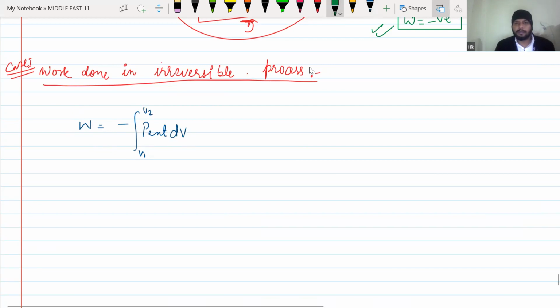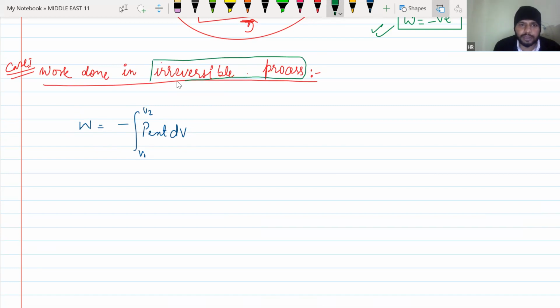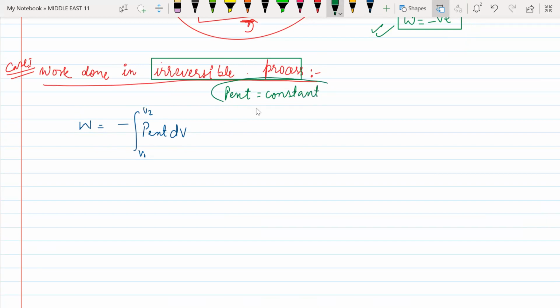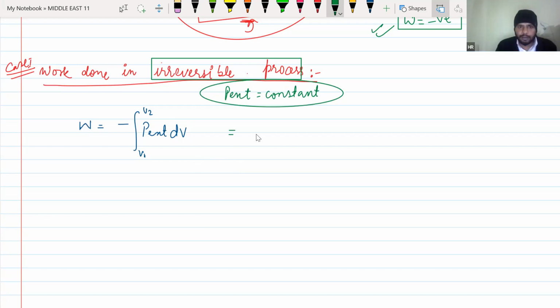And I have already told you that in an irreversible process, P external will be constant. Yes, sir. You can see minus P external will be outside of the integration sign, and here it will be dV from V1 to V2, for the integration of dV.